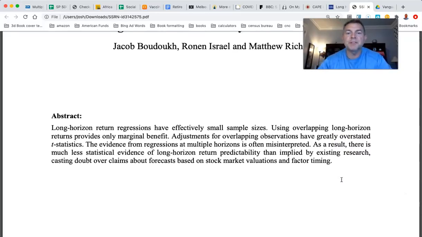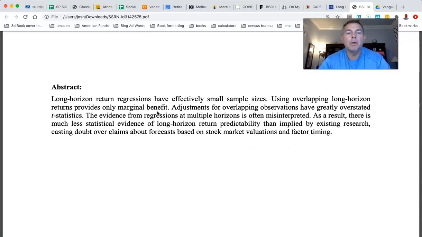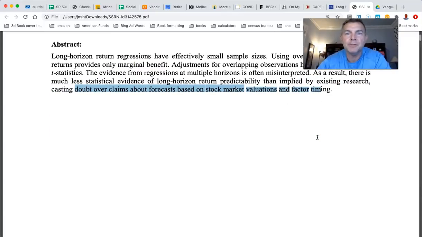Long-term return regressions have effectively small sample sizes. I'll put a link in the show notes. Using overlapping long-term horizons provides only marginal benefit. Adjustments for overlapping observations have greatly overstated T statistics. The evidence from regressions at multiple horizons is often misinterpreted. As a result, there's much less statistical evidence of long horizon return predictability than implied by existing research, casting doubt over claims about forecasts based on stock market valuations and factor timing.